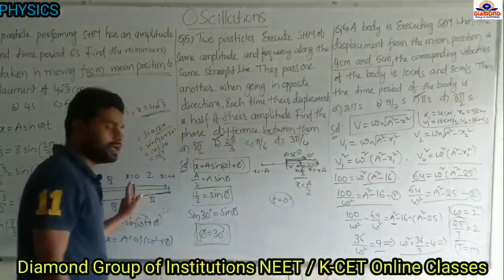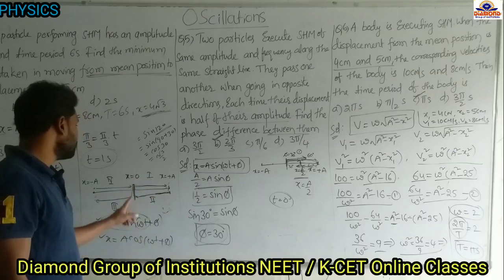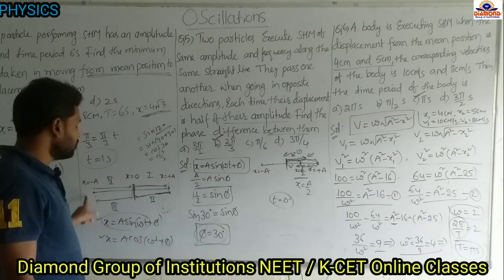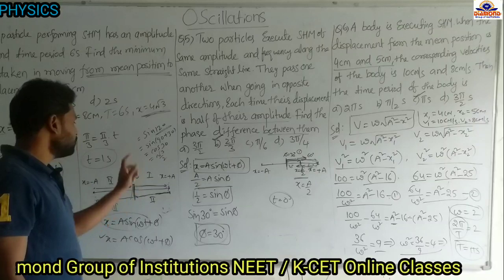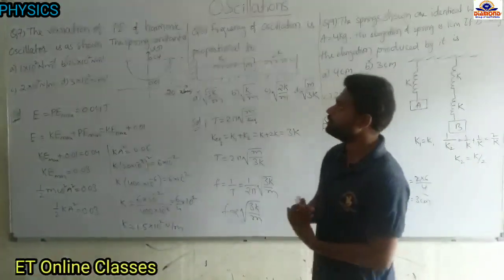And remember this one also: mean to the extreme is the first quadrature, extreme to the mean is the second quadrature, again mean to x equal to minus A is the third quadrature, x equal to minus A to the mean position is the fourth quadrature. Remember this one. Okay. Next question.